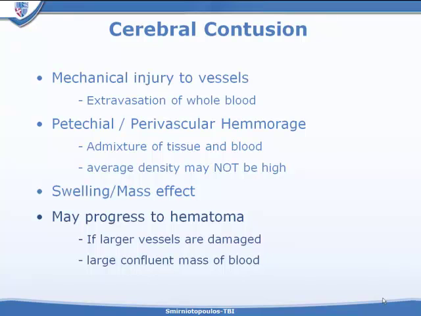If larger vessels are damaged, the contusion may produce more confluent collections of blood that may progress to frank hematomas. And just remember, a hematoma is a mass of red cells without intervening brain tissue, whereas a contusion is blood admixed with the brain tissue.